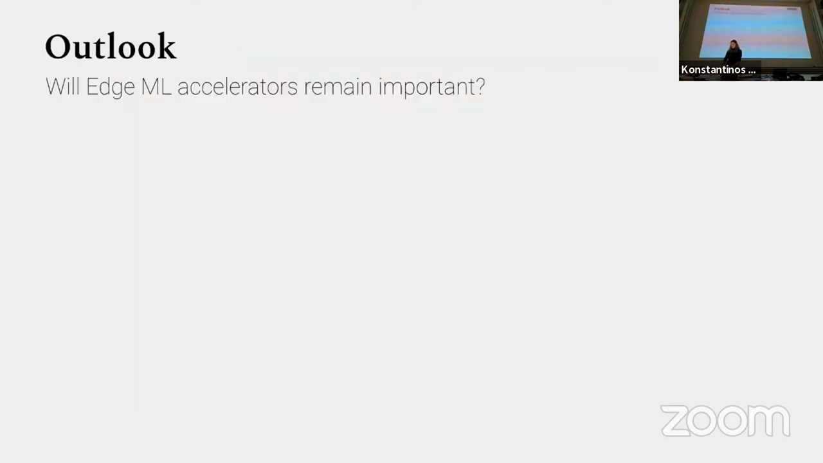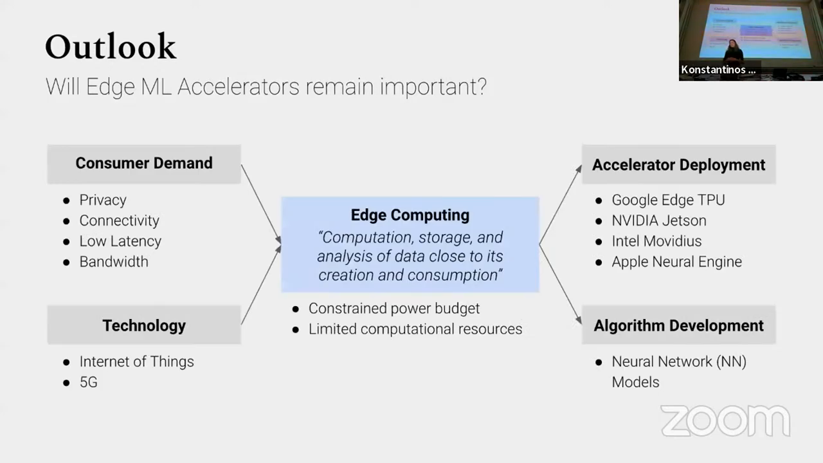So before we go into the discussion, I think it's also interesting to look at the research question or the problem this paper is addressing in a larger context, which we'll call the outlook, or the question, will edge ML accelerators remain important? And I think, and it's also maybe something we can discuss later, you could argue both ways, right? Because ML is an increasing area, right? Privacy concerns are continuously coming up. We all want more connectivity, lower latency. What I think plays against it is this idea of 5G, which actually might reduce latency. So there's a question of, can that counterbalance these other forces?